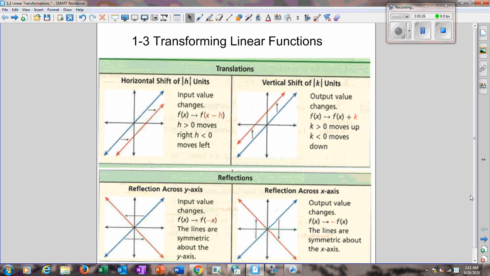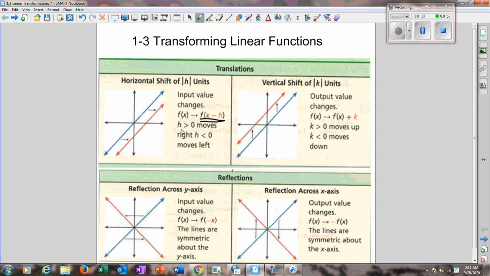You all know translations is where we pick something up and we move it either up or down or right or left. We could also move it both, as we saw in our very first assignment of this class. Okay, so for horizontal shifts or translations, the input value changes. You'll notice that in our formula here, it says f of x minus h. That means that everywhere we see an x in our formula, it's going to turn into an x minus h.